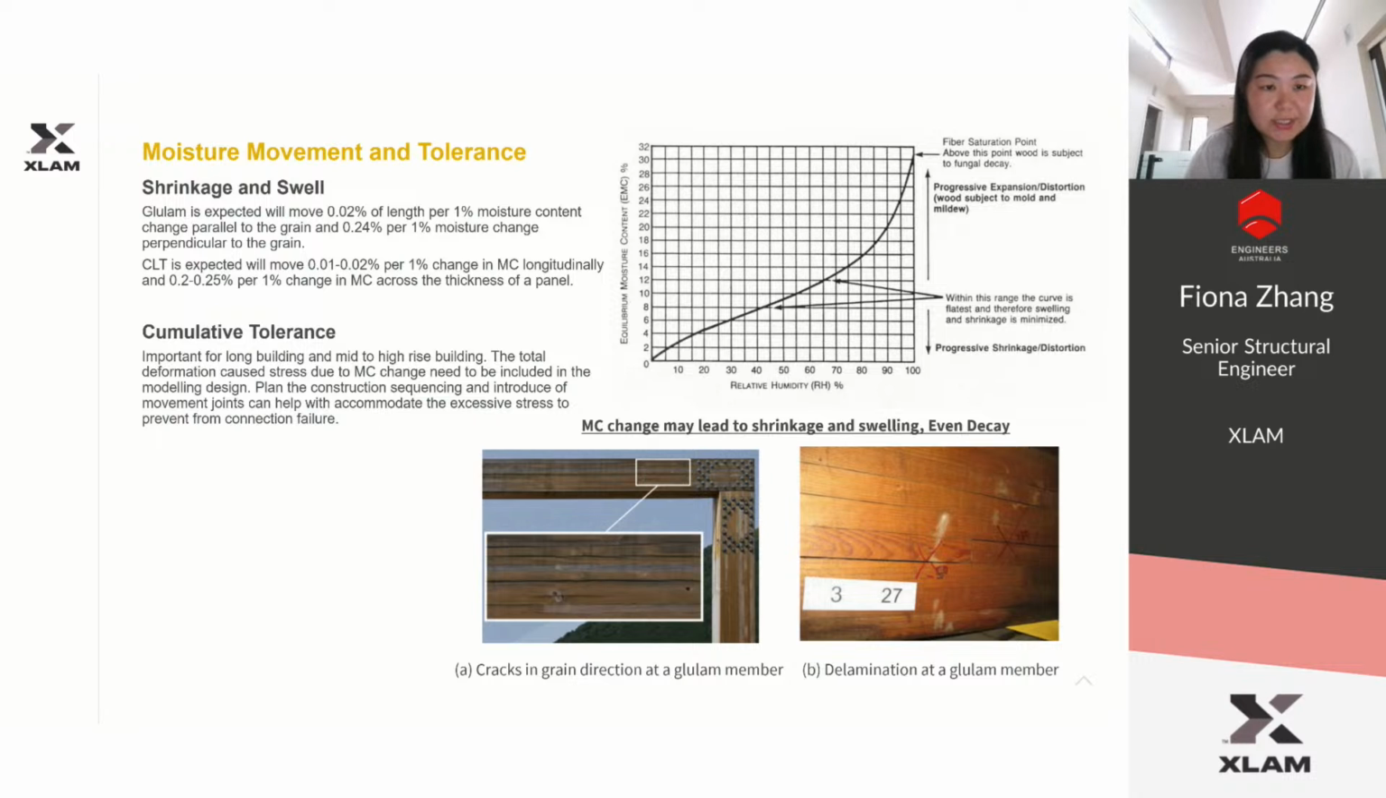The moisture movement and tolerance. As previously mentioned, with glulam it is a little bit better. It has a 0.02% length change per 1% moisture content change when parallel to the grain, while along the radial direction we'll have about 0.24% for every 1% of moisture change. And the CLT has a little bit less impact due to the alternating direction of the layered panel. The cumulative tolerance is very important for very long buildings, and mid to high rise buildings need to consider it in the behavior of the building and also the connection design.